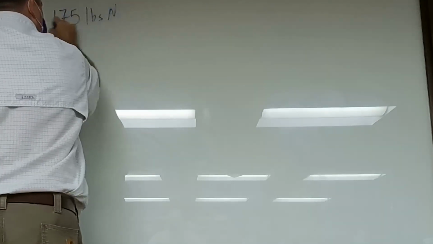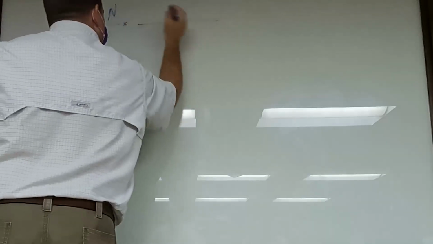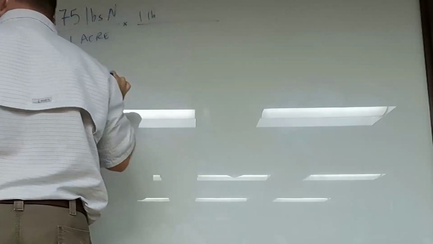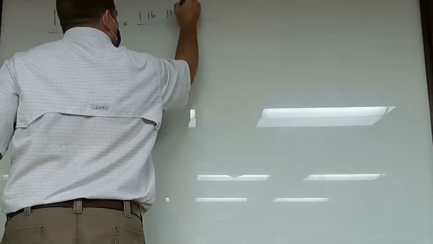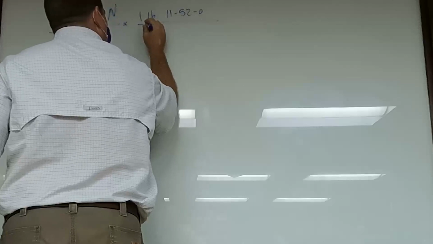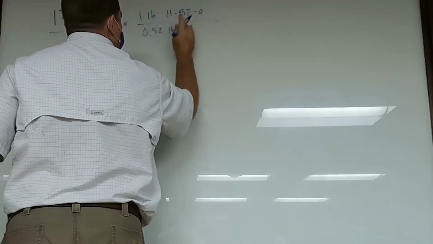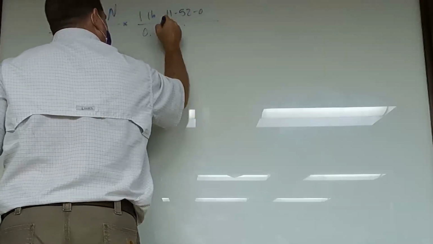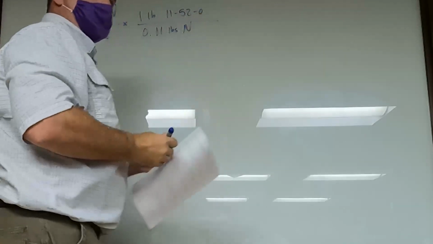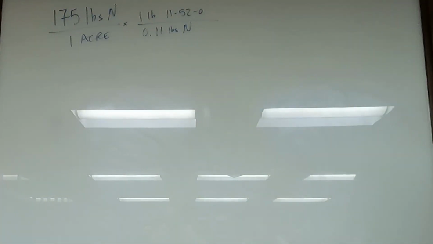you'll get a soil test back, and it'll tell you that you need 175 pounds of nitrogen in 1 acre, and in 1 pound of 11-52-0 fertilizer, there are 0.11 pounds of nitrogen. Just a percentage.